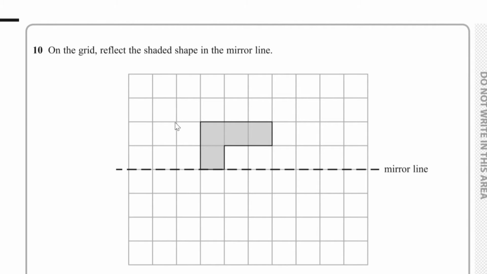Question number 10. On the grid, we have to reflect the shaded shape in the mirror line. Well, this point is 2 away from the mirror line, so 2 in the opposite direction. We join those up like so. And then this point is 1 away from the mirror line, so joining those up so. This is 1 away from the mirror line, so if we join those up, well, that point will go here. And then this point is 2 away from the mirror line, so 2 down from here. What we can see is we have reflected the shaded shape in the mirror line to give this shape here.